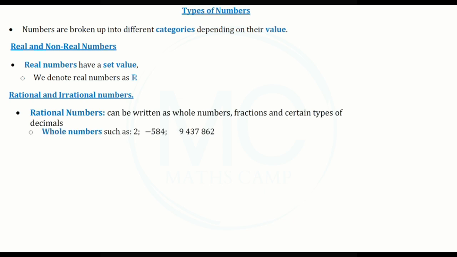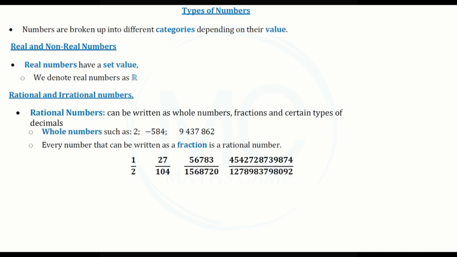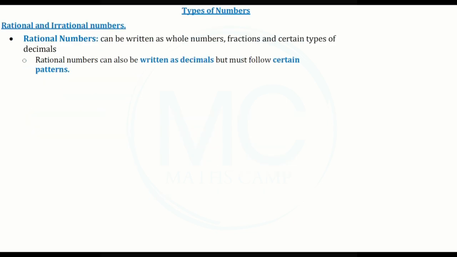Whole numbers could be 2, negative 584, or 9,437,862. Every number that can be written as a fraction is a rational number. So all of these are rational numbers. Rational numbers can also be written as decimals, but they must follow a certain pattern. Let's make some space over here.